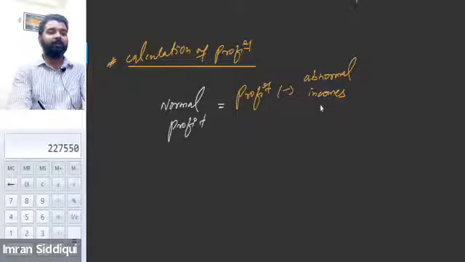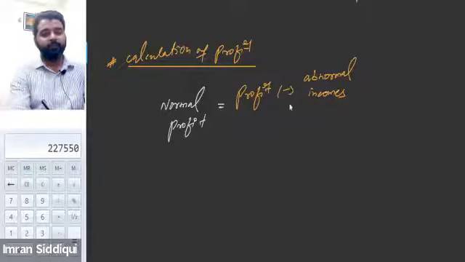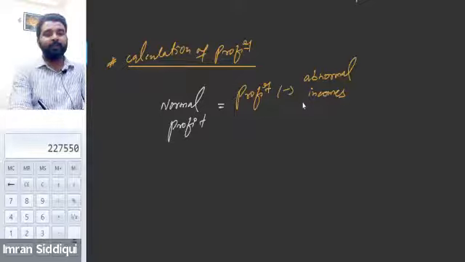All the abnormal incomes are subtracted out of the profit, considering abnormal incomes are not a regular source of income. Abnormal incomes are considered as non-operating incomes or irregular incomes, and therefore such income should be subtracted out of the profit in order to find out the normal profit.